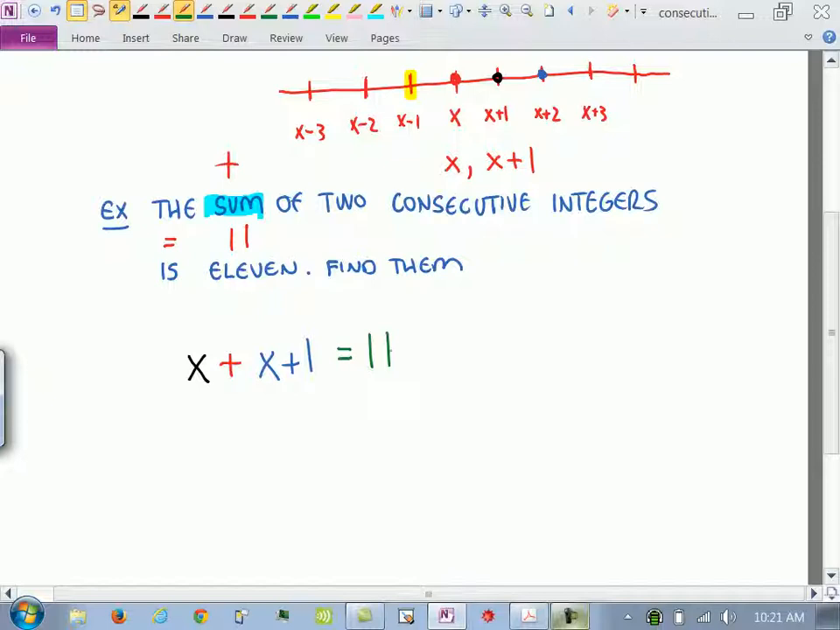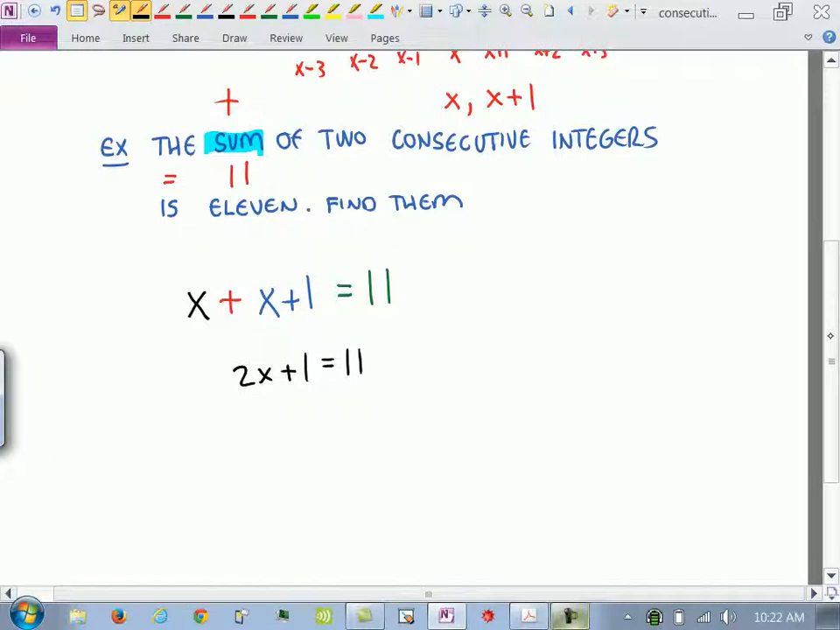So now this is a linear equation. What's x plus x on the left side? 2x plus 1 equals 11. I would subtract 1 from both sides at this point, wouldn't I? If I subtract 1, I get 2x equals 10. Notice I'm not showing that work. If I divide both sides by 2, I'd get what? 5. So x is 5.